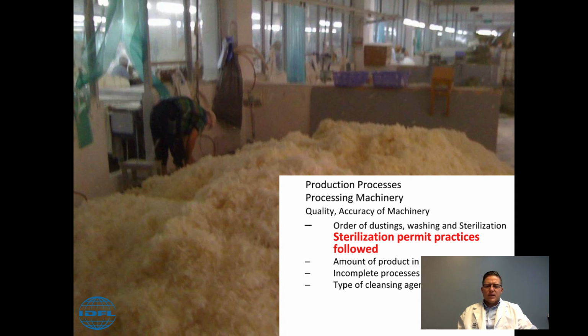Other things include making sure that the sterilization practices are actually followed, and the amount of product within the machinery. If the machinery is only dedicated to maybe 20 kilos of material, and 40 kilos of material is actually put in the sterilization chamber, that can also cause the down to be not as clean.